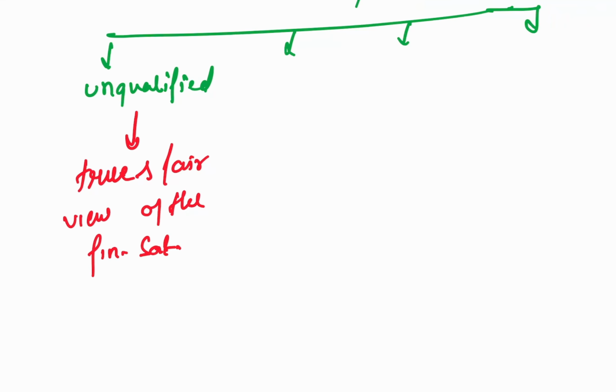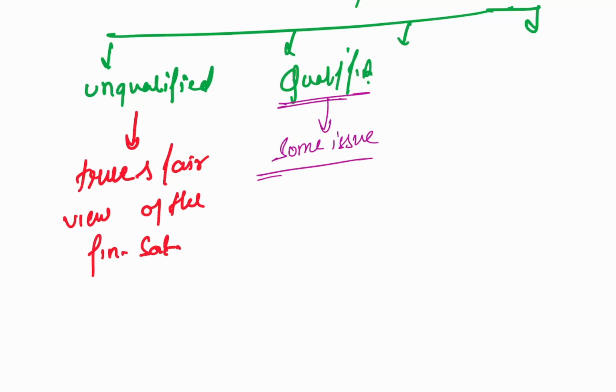Now second comes the qualified. Over here the auditor says that most of the things are fine, but there are some issues or exceptions you should know. Clear? So when I say qualified, that means there are some issues. This means that most of the things are fine and they are aligned with the rules and regulations.